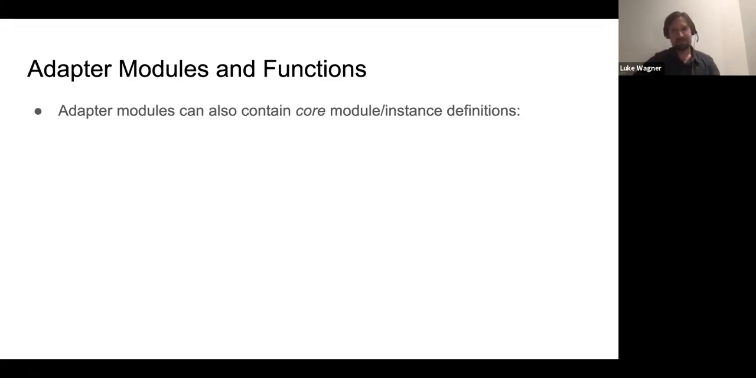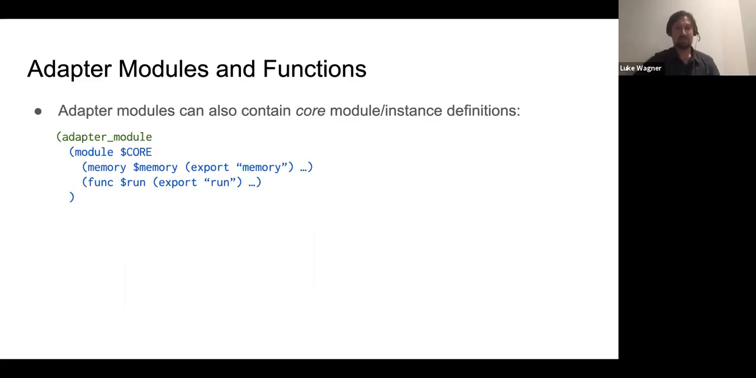Adapter modules can also contain core module and instance definitions, and this is where we refer back to the module linking spec and the ability to nest modules. So we could say there's an adapter module and it nests a core module. The blue here is a core module because it just says module. And that's just normal core WASM. And let's say it exports its memory and it has a function run.